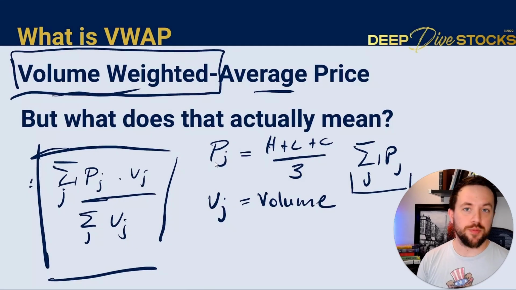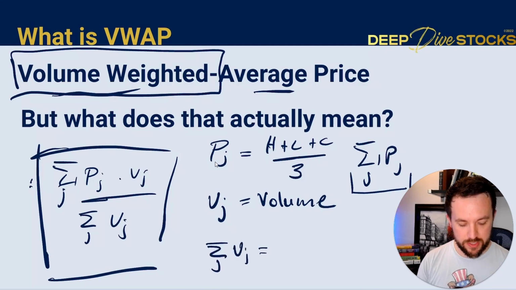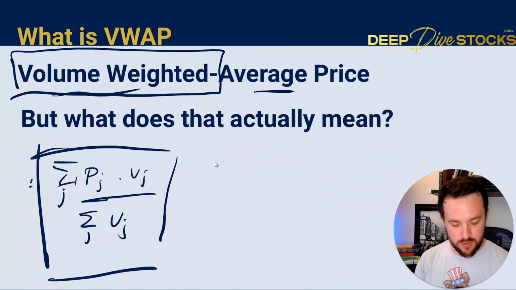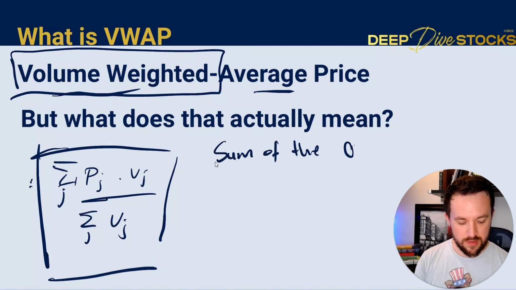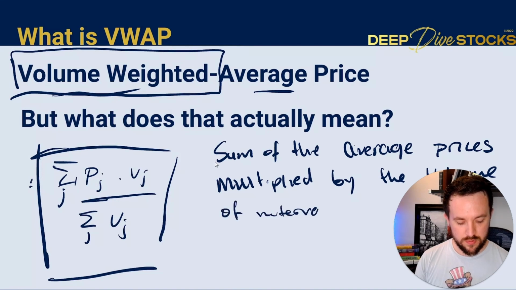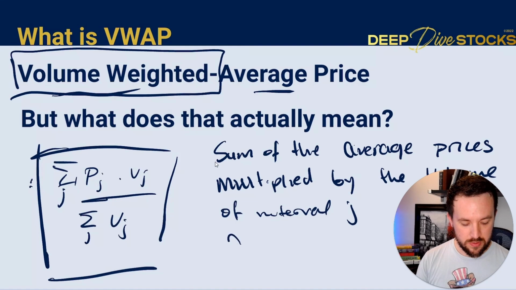And so VJ is just the volume of that particular interval. And in the same theme, the sum over J of VJ is just the sum of all of the volumes. So if we were to translate this equation into English, we would just say the volume weighted average price is the sum of the average prices multiplied by the volume of interval J, so like your 5-minute candle, divided by the total volume.